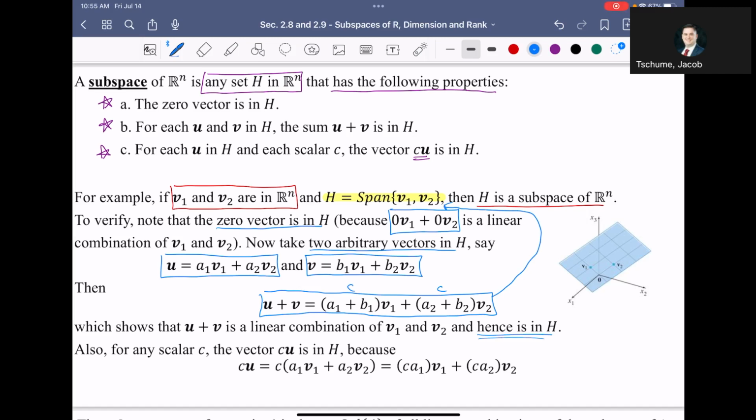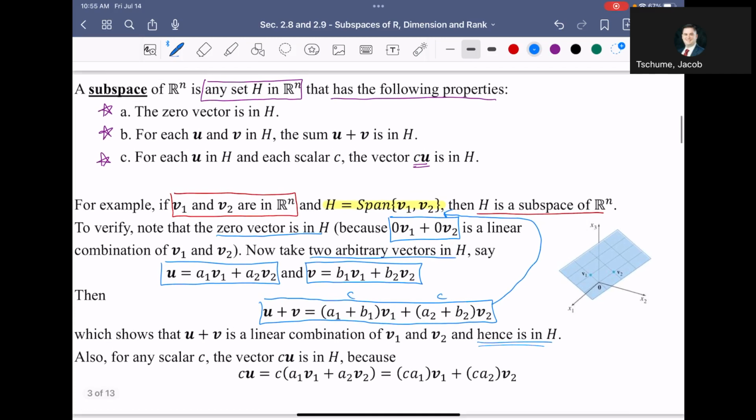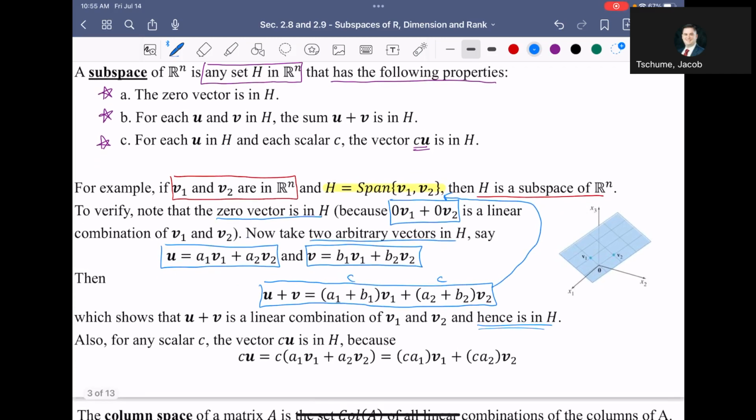And then last but not least, for your last criteria, criteria C, if I take any scalar c that exists and I multiply it by, let's just say, the same vector u, well, c times u would equal c times the a1 v1 plus a2 v2. And if I purposely group things in a different way, distributing this c to both terms and regrouping my constants, my new constants become c a1 and c a2. Once again, those are still constants that are being multiplied by the vectors v1 and v2. So that also falls into the criteria of the span of v1 and v2.